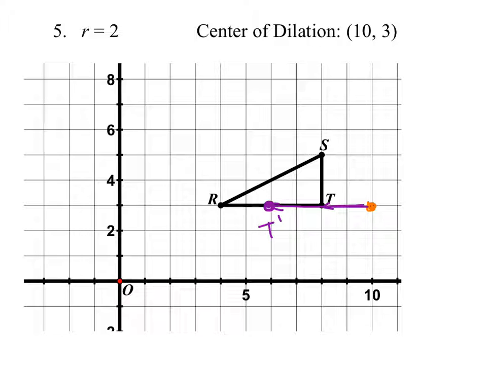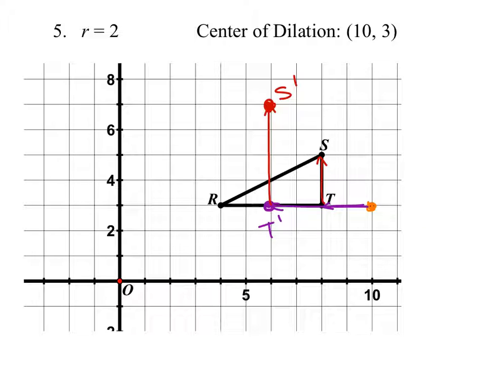Now we could do S with the slope thingy, but we can see that it's straight up from T. Specifically, it's 2 up from T. So now, wherever it is, it's going to be 4 straight up from T. So we're just doubling that length, and this now is S prime.